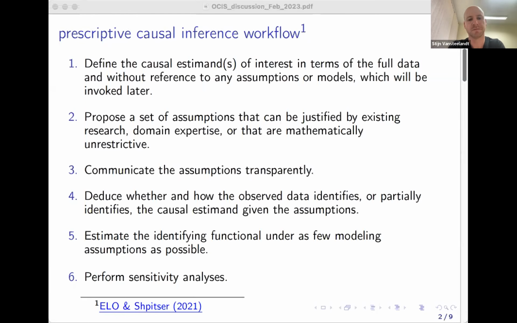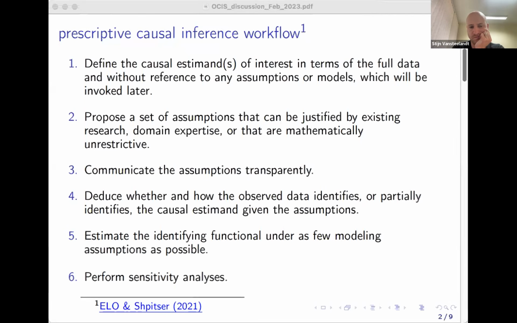Only in step 5 do we get to actually using the data. So in step 5, we estimate or otherwise use the data to learn about, for example by deriving bounds on, the observed data estimand that identifies our causal estimand. And here we try to use only justifiable or as unrestrictive a model as possible. So at this stage, prescriptive causal inference tends to prefer non-parametric estimation methods, but I think Stijn rightfully points out that often, for example if the treatment is continuous, low dimensional summaries are really necessary at this step, and the choice among those low dimensional summaries is often ad hoc in practice.